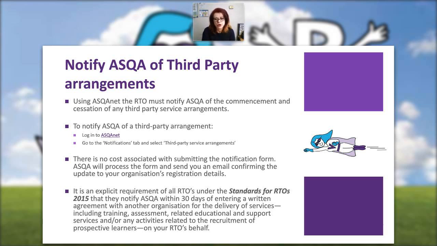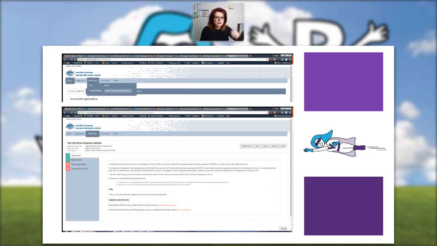It is an explicit requirement of all RTOs under the Standards for RTOs 2015 that they notify ASQA within 30 days of entering that written agreement with any other organisation delivering training, assessment or support services under that RTO's scope of registration. You have to do it. There's no way of getting out of it. You must notify ASQA of that. Okay, so this is just an example of what the portal looks like when you go onto ASQAnet. You log into ASQAnet, and then you can go to notifications, my notifications, and third-party service arrangements.